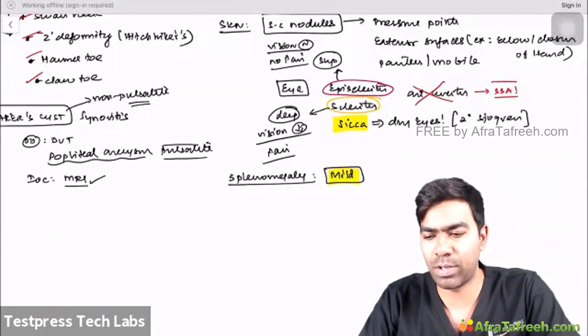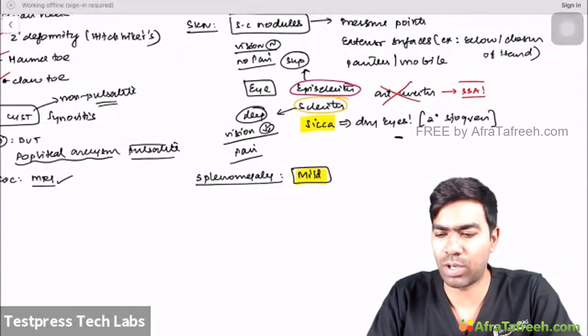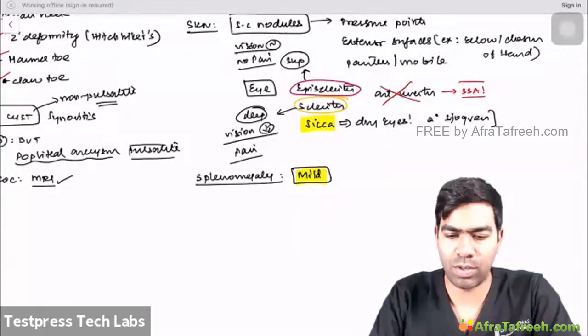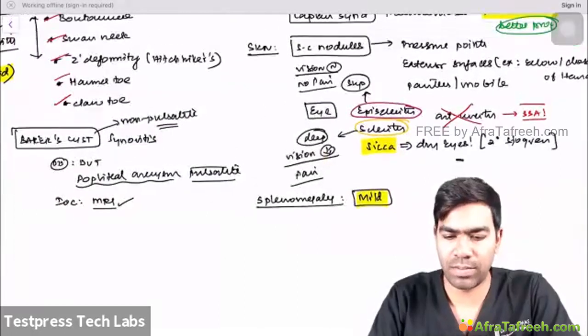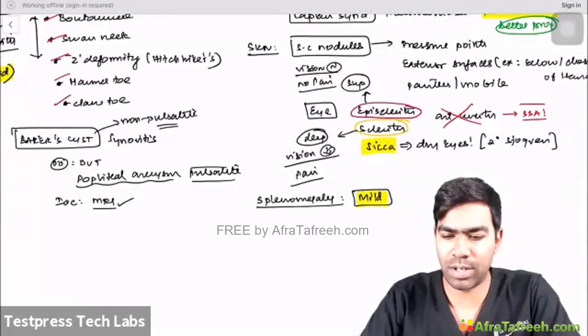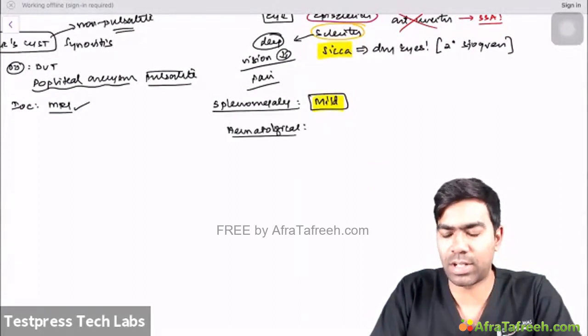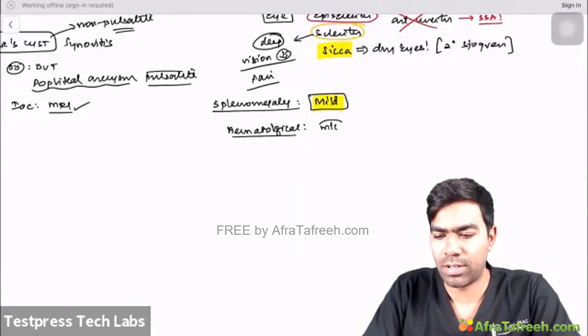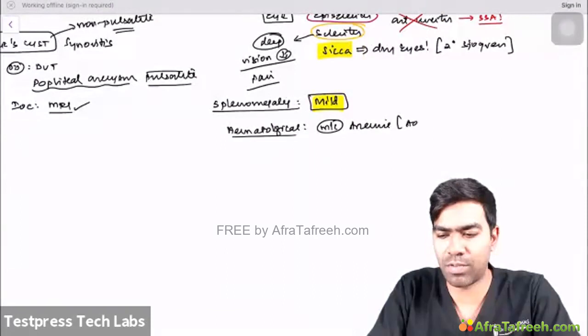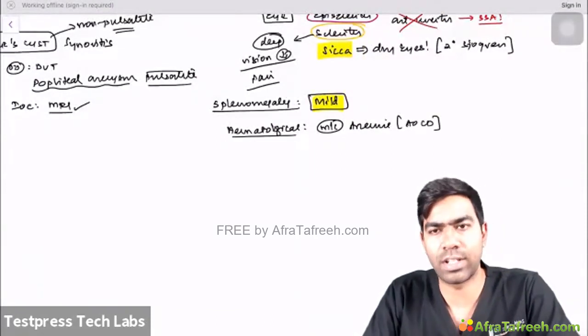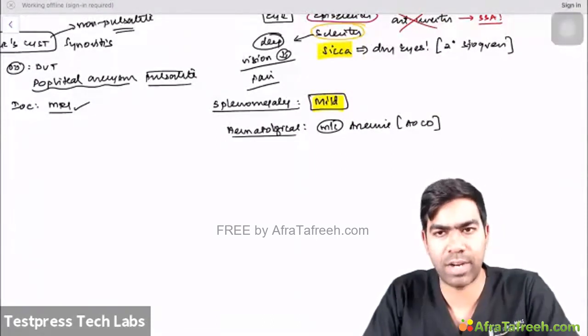Whenever you get a massive splenomegaly, you think about something called Felty syndrome. This we're going to talk about next, which means the hematological involvement. That's really important. As far as hematological involvement is concerned, the most common in rheumatoid arthritis will be anemia, and usually it will be anemia of chronic disease. Because of chronic disease itself, you will get anemia. That's the most common finding.